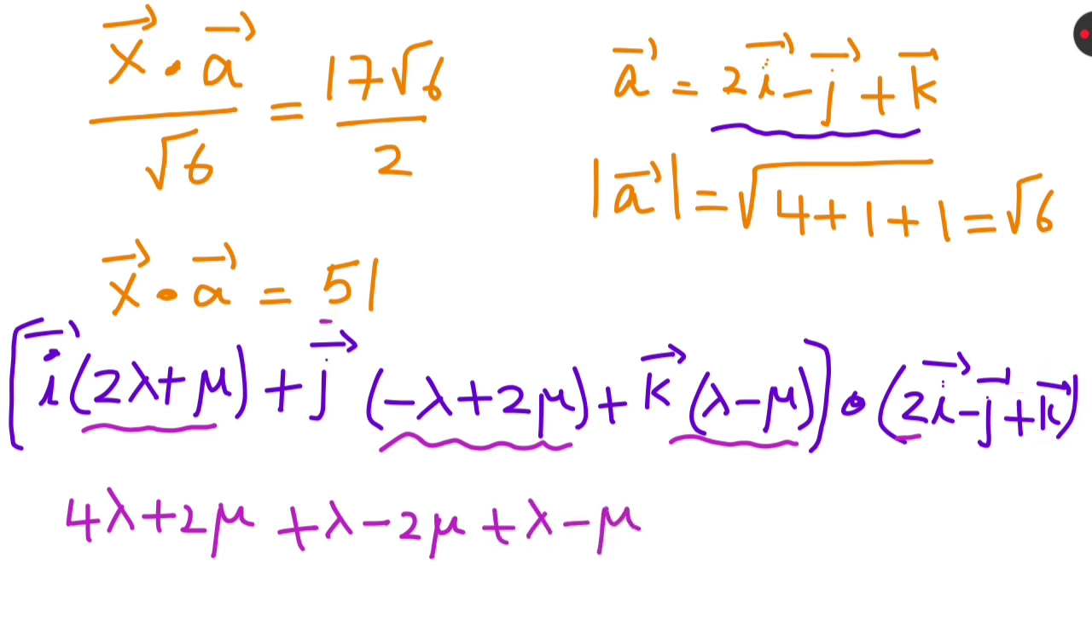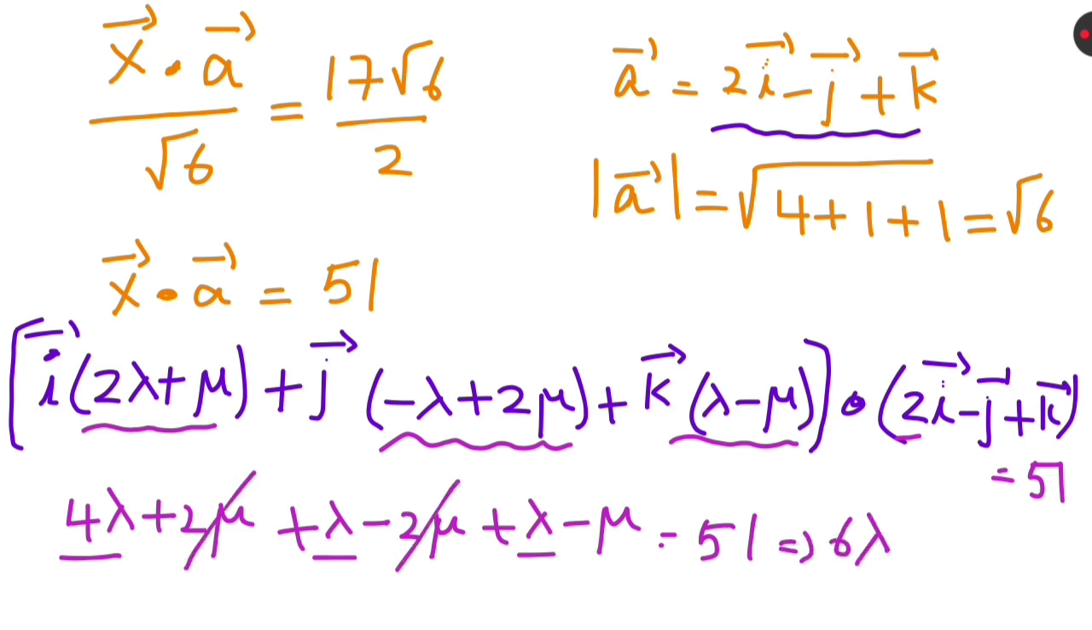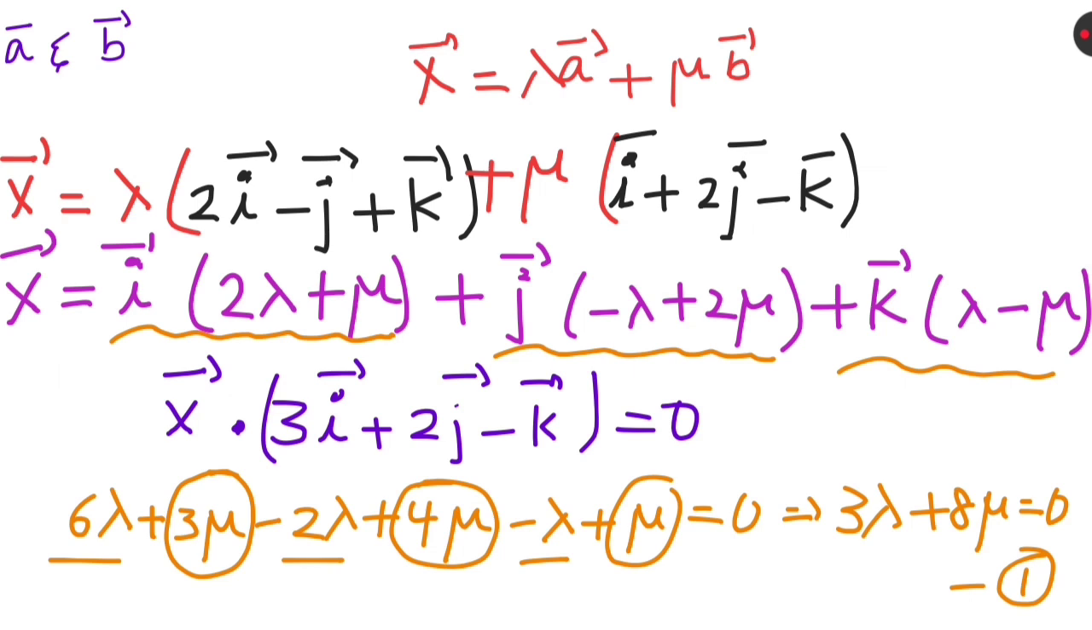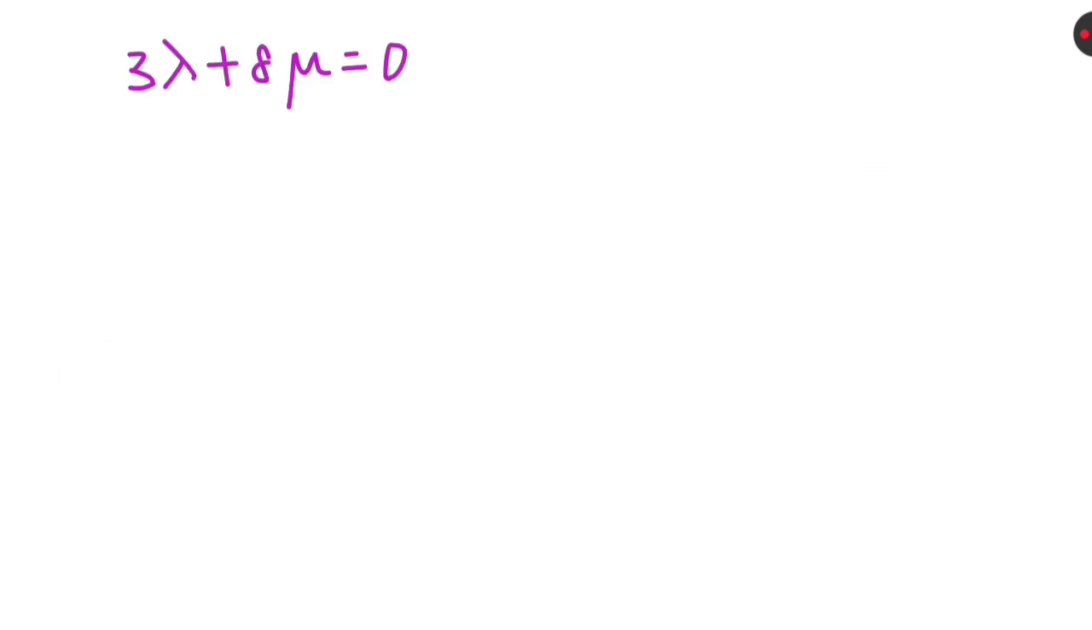So what is the value of that? The value is 51. So you have to write that is equal to 51. Here 4 lambda plus lambda plus lambda, total 6 lambda. 2 mu minus 2 mu gets cancelled, so we are left with only minus mu. That is equal to 51. Consider this as equation 2. So in equation 1 what do we have? 3 lambda plus 8 mu equal to 0. In the second equation what did we get? 6 lambda minus mu equal to 51.